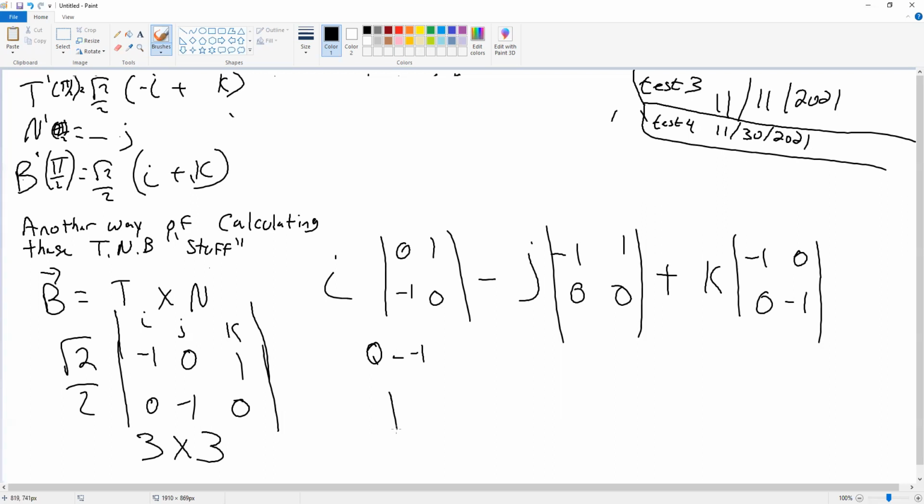1 times i gives us 1i. 0 times 0, that's going to give us 0j. Minus 0j, you can really see as j drops out. And then we do -1 times -1, which gives us +1. And 0 times 0 is 0 times k, which is just k. So we get 1i plus, not plus, but just 1 plus 1k, times square root of 2 over 2, which is this row right here.